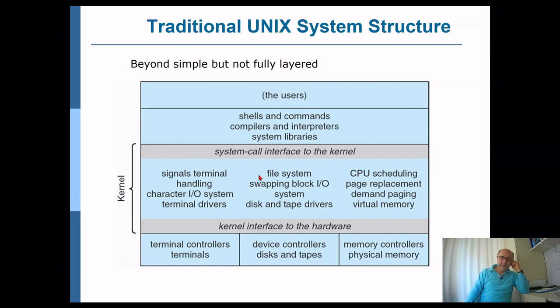Anyways, the traditional Unix system is a layered structure. At the very bottom, we have the hardware. For example, we have the terminals. The terminal means the keyboard and the monitor, so for the terminal, you need a terminal controller. Or for disks and tapes, you have the corresponding device controllers. For USB devices, you have the USB controller. For physical memory, you have the memory controller. So the bottom layer here is the hardware.